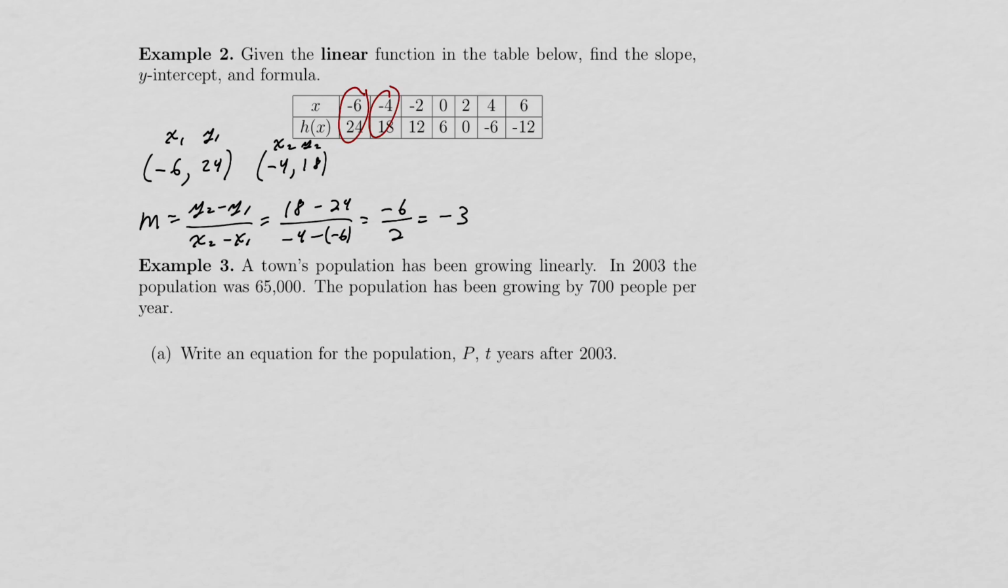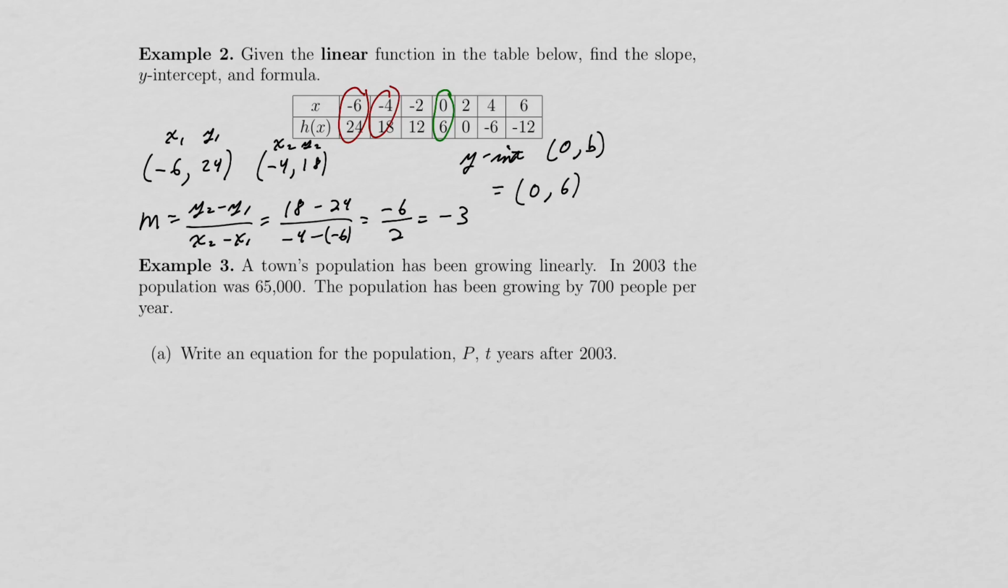Okay, what about the y-intercept? Well, looking at the table, remember that the y-intercept has the form 0 comma b. 0 comma something. Looking at the table, we have that value right here. This is the y-intercept. So the y-intercept is going to be 0 comma 6 in this case.